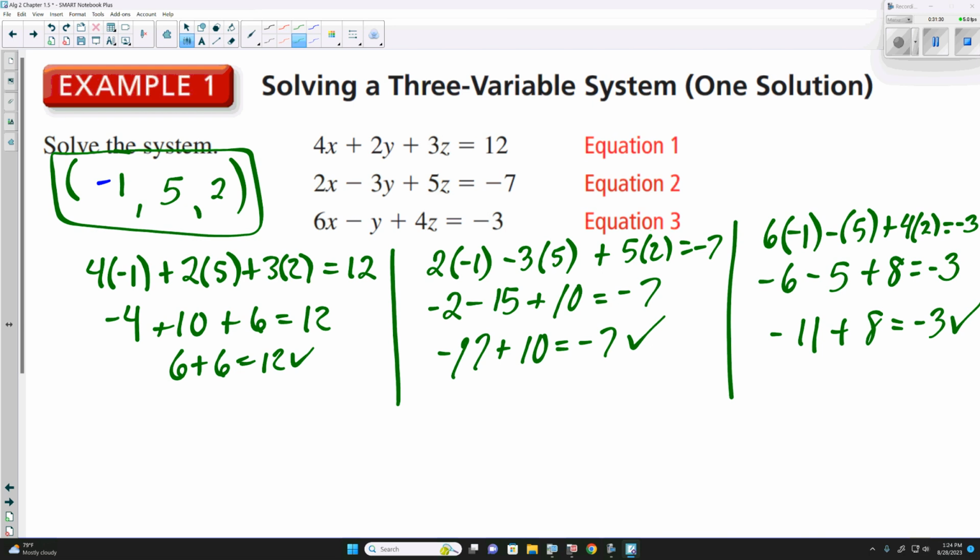So as we see here, we do get 3 true statements. So that point works for all 3. Questions on this here?